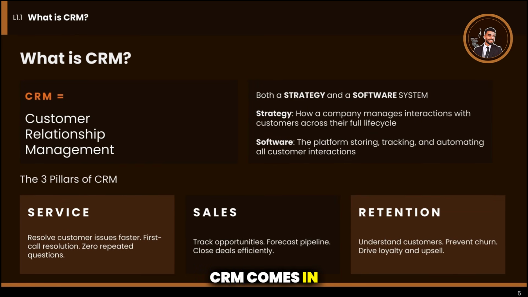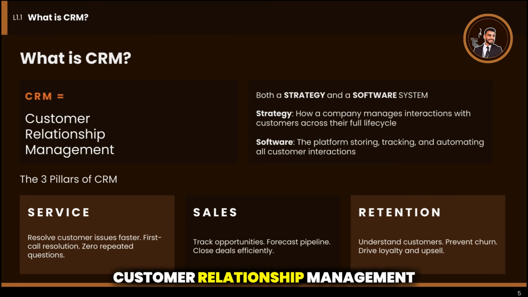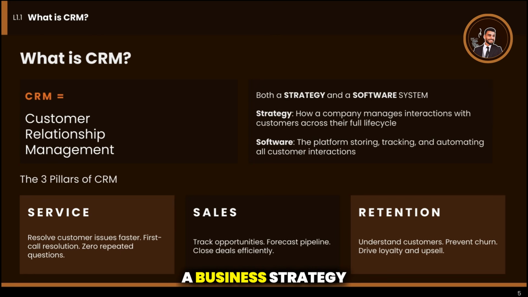This is where CRM comes in. CRM stands for Customer Relationship Management, and it's both a business strategy and a software system. As a strategy, CRM is about how you manage the complete life cycle of your relationship with each customer. It's about having the right information available to the right person at the right moment. As a software, CRM is the single platform where all customer interactions are captured, tracked, and managed instead of 15 scattered systems.